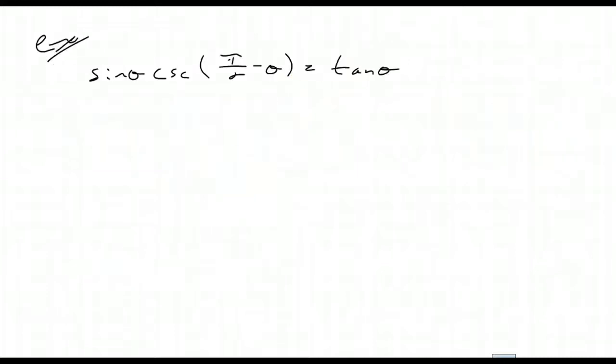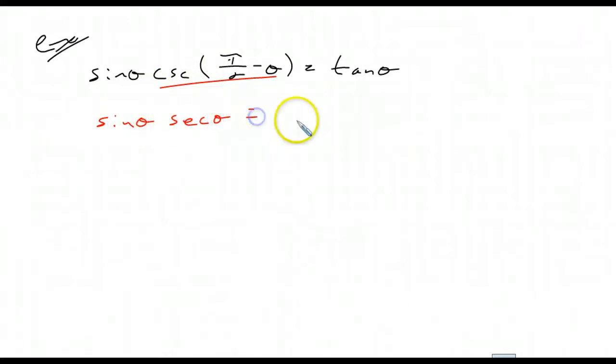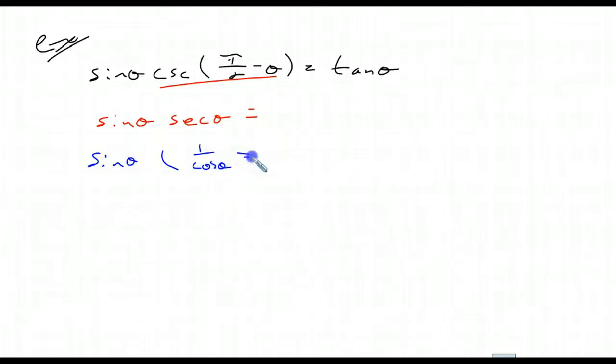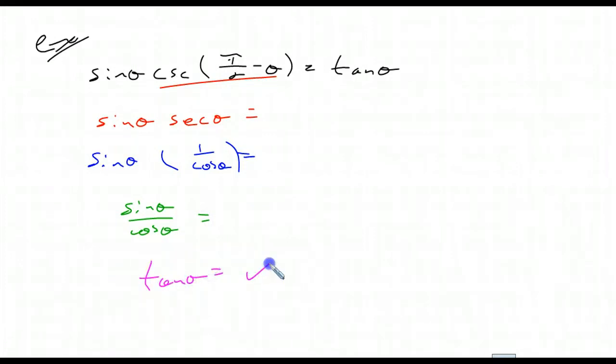There we go. Alright, we have another one where we have a cofunction identity. This identity right here is just going to be secant. So I have sine theta secant theta equals tan theta. Secant is 1 over cosine, so I have sine theta times 1 over cosine theta equals tangent. When I multiply these two things together, I'll have sine theta over cosine theta equals tangent. Sine theta over cosine theta actually is tangent, so I'll have tangent equals tangent.